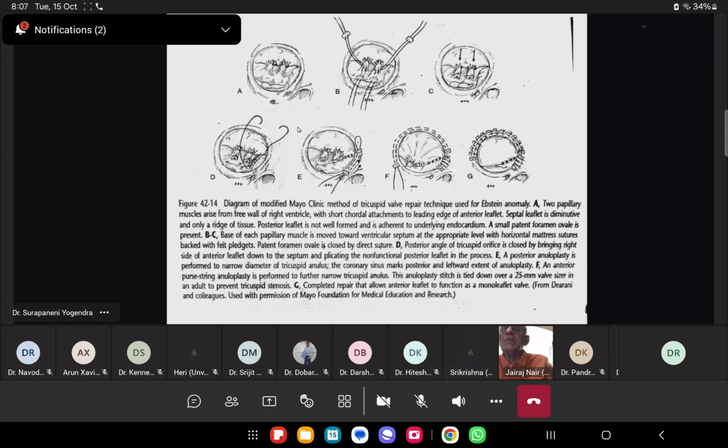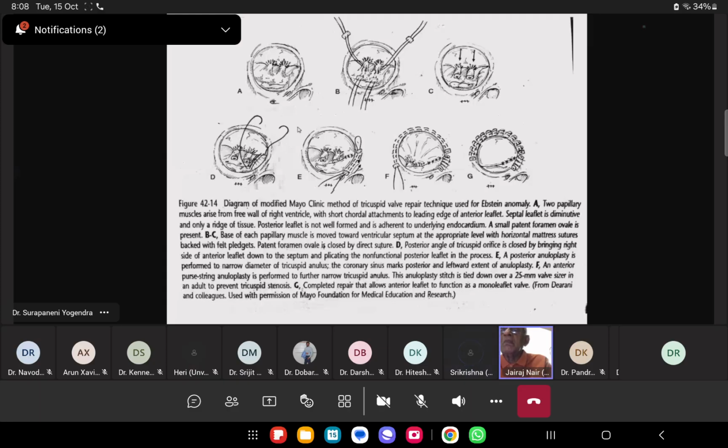In pictures B and C, we can see mattress stitches pass through the base of the papillary muscles and then with felt pledgets. This allows movement displacing the papillary muscles towards the septum. Then the patent foramen ovale is closed by a direct suture.